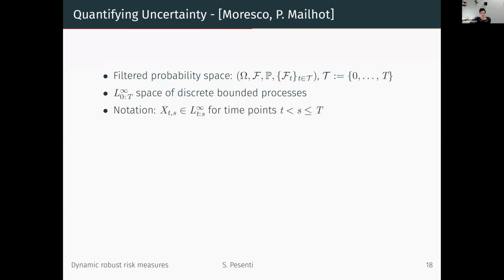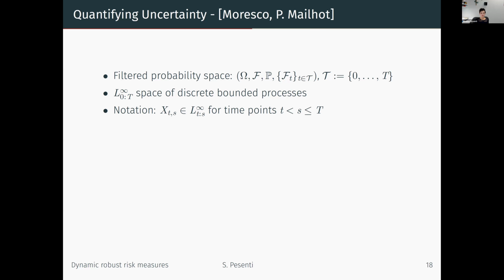So a bit of notation now, looking at a filtered probability space from, let's say, 0 to capital T, and we look at bounded discrete processes. So the notation that I'm going to use is, 0 to capital T would be the entire stochastic process, and then when I write x t comma s, I just look at the process from time t to time little s.